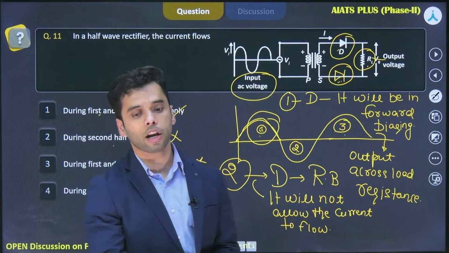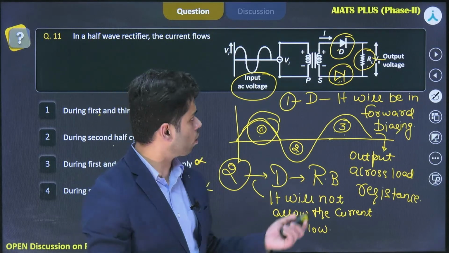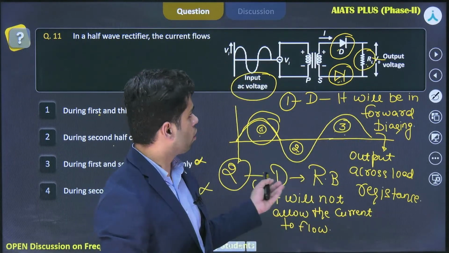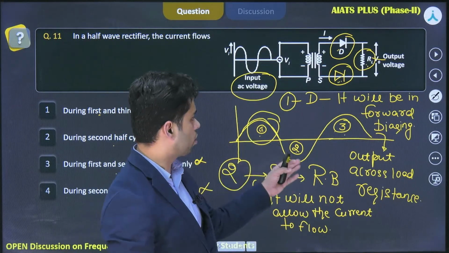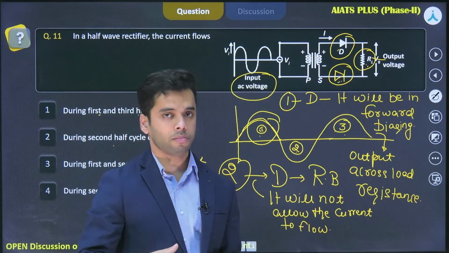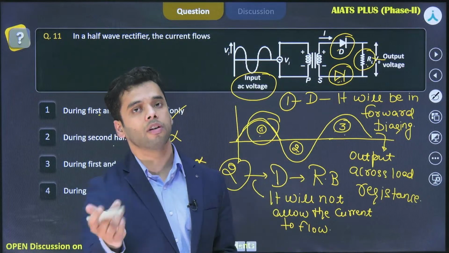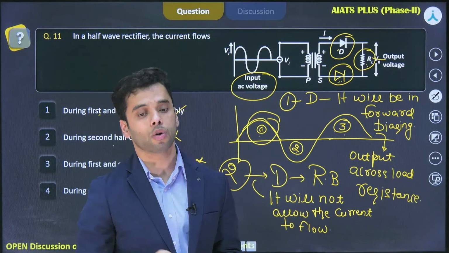So for the second cycle also, you will get the current across the output resistance. For the full wave rectifier, you will get the output for each cycle, either the first or the second or the third, because you have two diodes. If one is in forward bias, the other one will be in reverse bias, and if one is in reverse bias, the other one will be in forward bias. So in either case, you are going to get the output voltage across the output resistance.